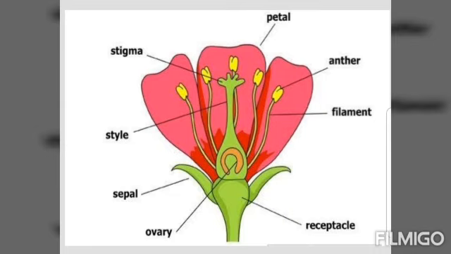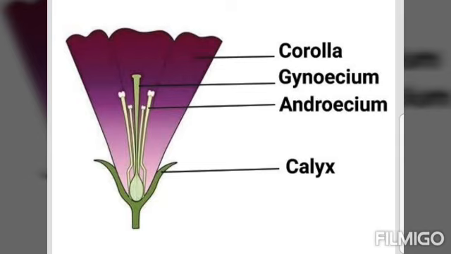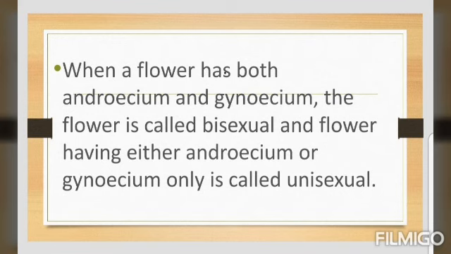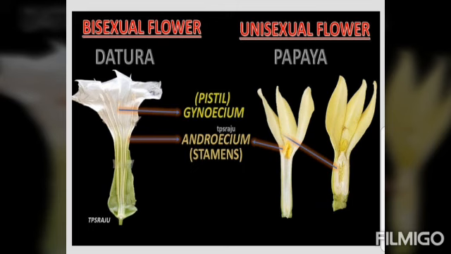Calyx and corolla are accessory organs, while androecium and gynoecium are reproductive organs. In some flowers like lily, the calyx and corolla are not distinct and are termed as perianth. When a flower has both androecium and gynoecium, it is bisexual. A flower having either only stamen or only carpels is unisexual.